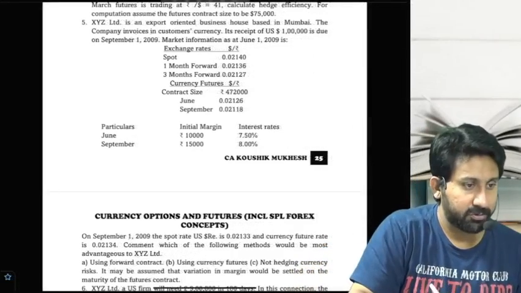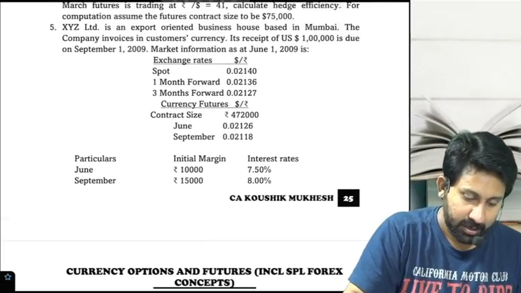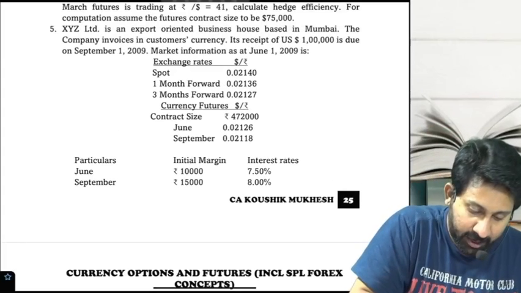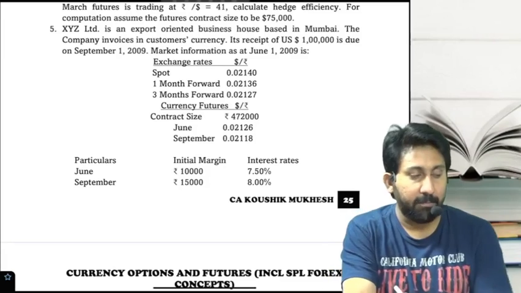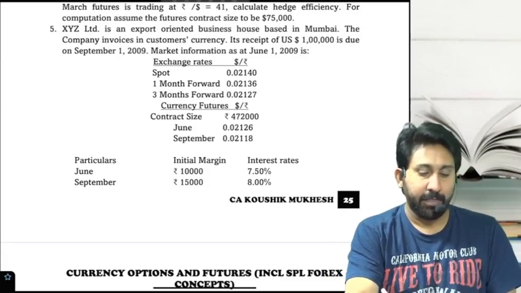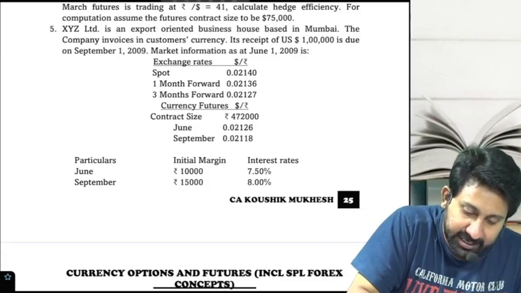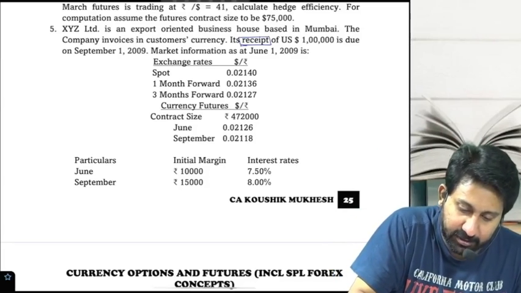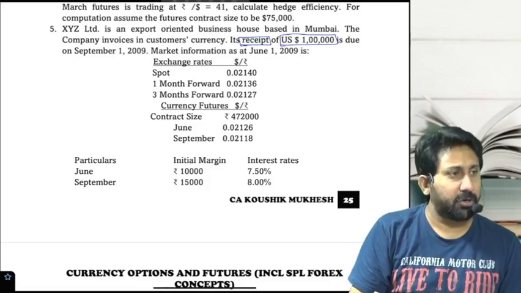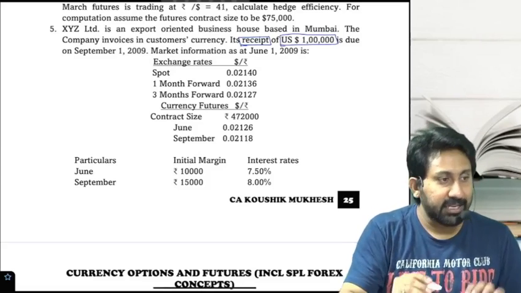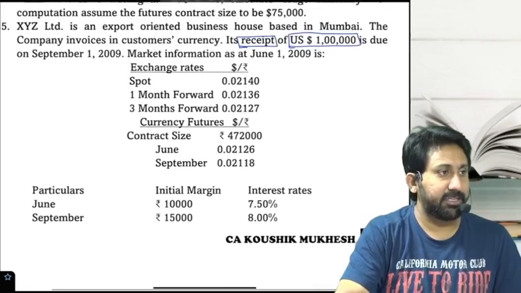So hope you have read the question clearly. Let us start. XYZ Limited is an export-oriented business house based in Mumbai. The company invoices in the customer's currency. First point, we have a payment receipt in US dollars 1 lakh. Let us tick the information which is relevant.